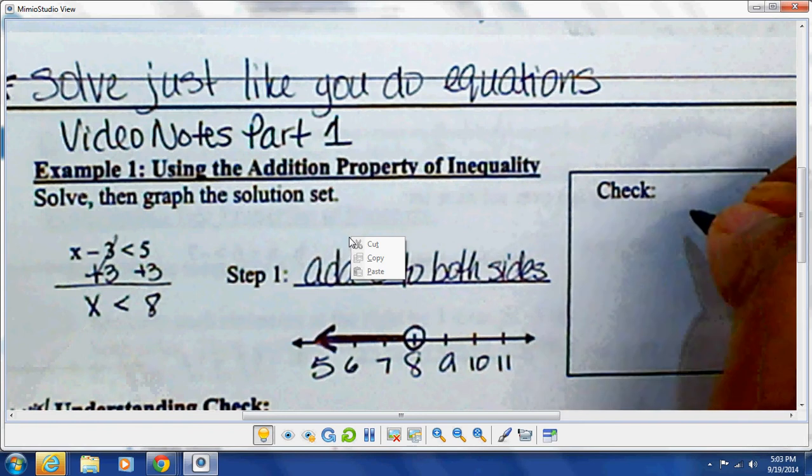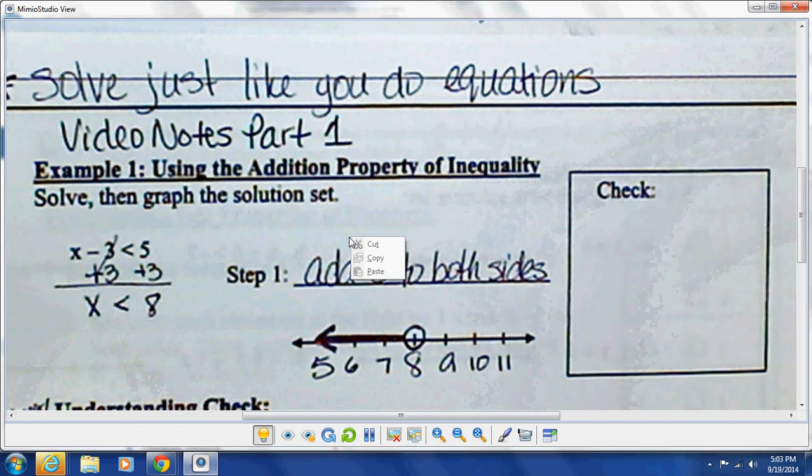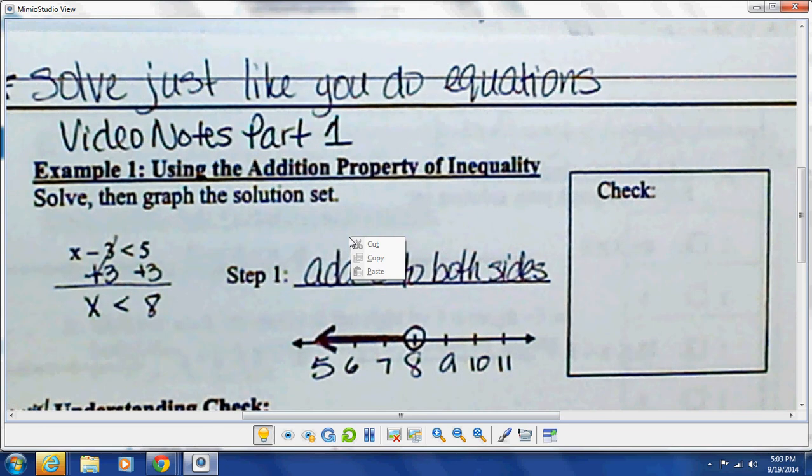Okay, let's check. Now, when we check, since it says x is less than 8, then that means your answer would have to be something like 7, 6, 5, 4, 3, 2, and so on and so on. So you can pick any value that is less than 8 and plug it in to check.